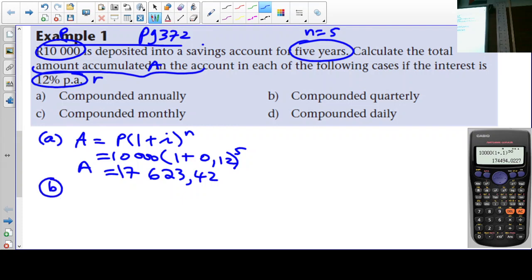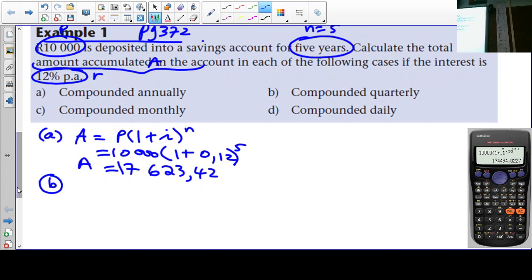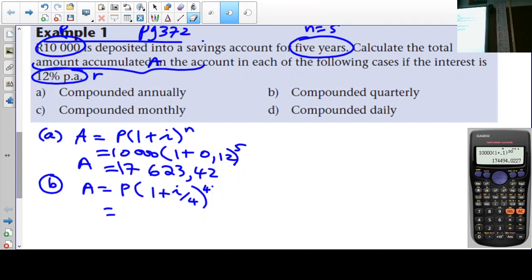B, we are told, compounded quarterly. So how do we change the formula? This formula becomes A is equal to P into 1 plus i over 4. Why over 4? Quarters. 4 parts in a year. Okay? To the exponent? 4 times the amount of years, so it's 5. So they're going to compound 20 times over 5 years. You guys understand? So do the substitution in the calculation. It's actually n and not 5.